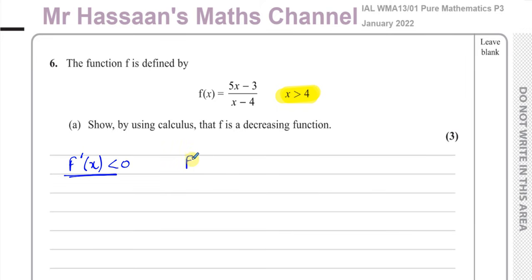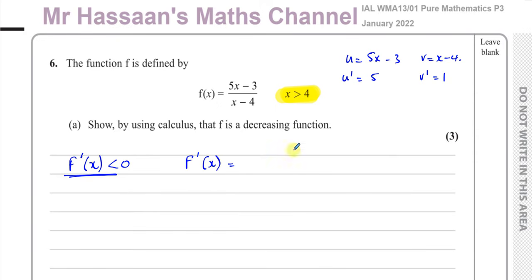First of all, we've got to find f dash of x, which is when you differentiate this with respect to x. To do that, we have to use what's called the quotient rule, when you have two different functions on top of each other. So u equals 5x minus 3, and v is x minus 4. The differential u dash of 5x minus 3 is 5, and v dash is 1.